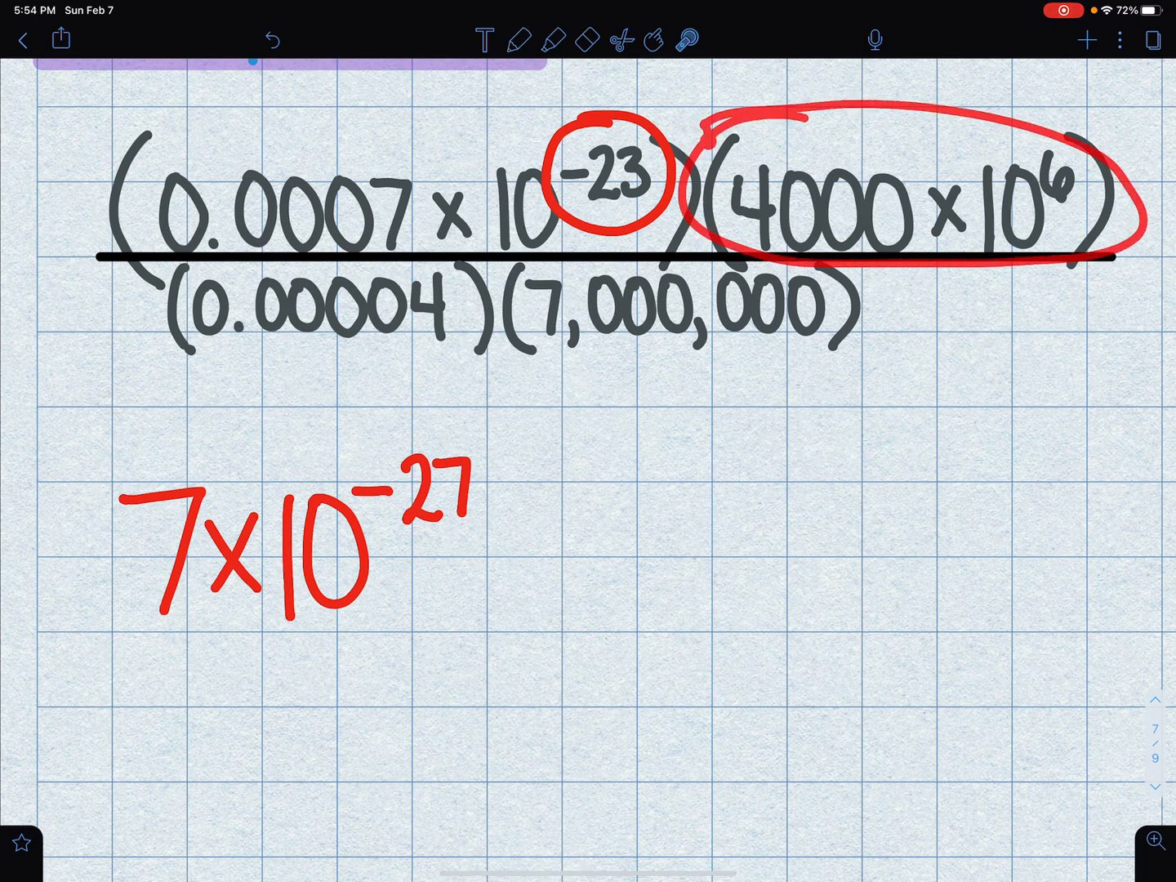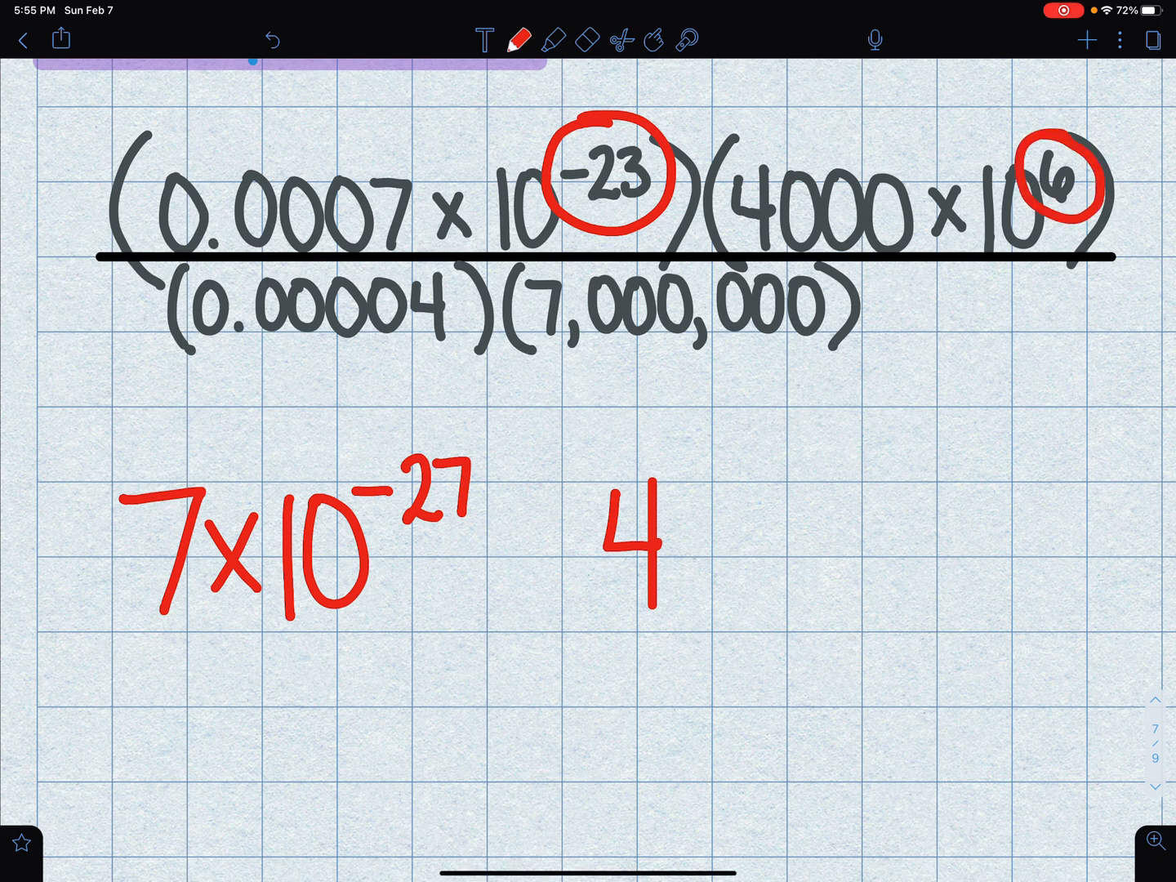Now, let's look at this one. 4,000 times 10 to the 6. Why would they do that to us? The decimal's here. We want it here. 1, 2, 3. I'm turning 4,000 into 4, so I'm making it bigger to smaller. This has to get smaller to bigger. So it's going to be 4 times 10 to the 9th.